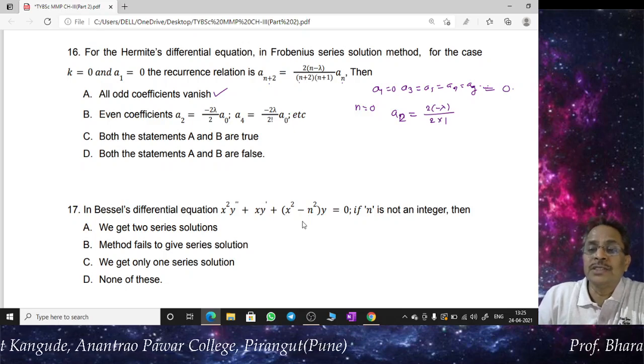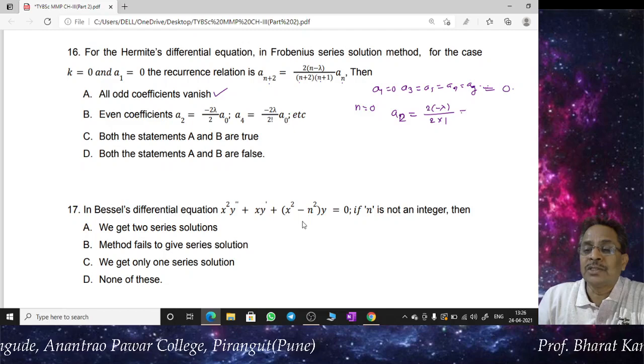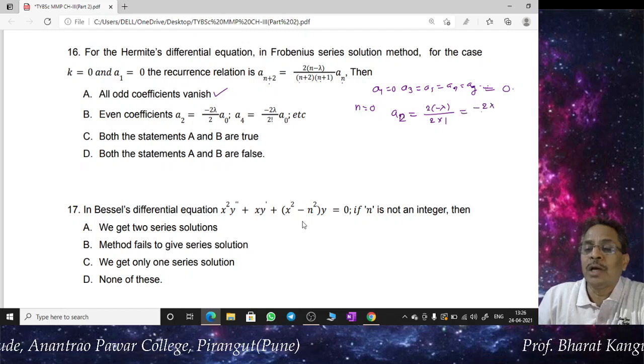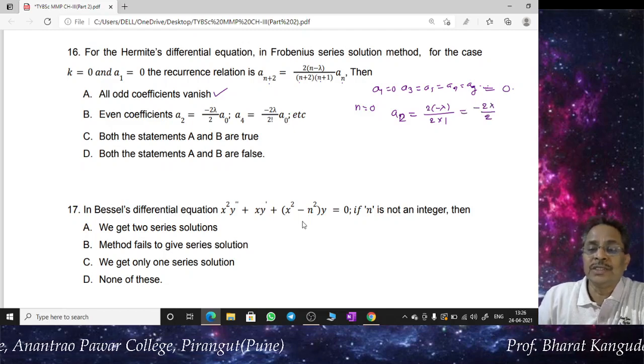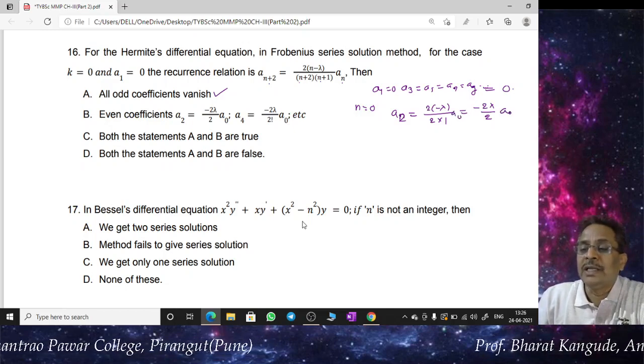So in this case, this is 0 as well as this is 0, 2 into 1 is 2 factorial, and this is lambda here. So I'll get this to be minus 2 lambda upon 2 factorial. So it is actually this multiplied by this a0 is there. I'll get this first term.